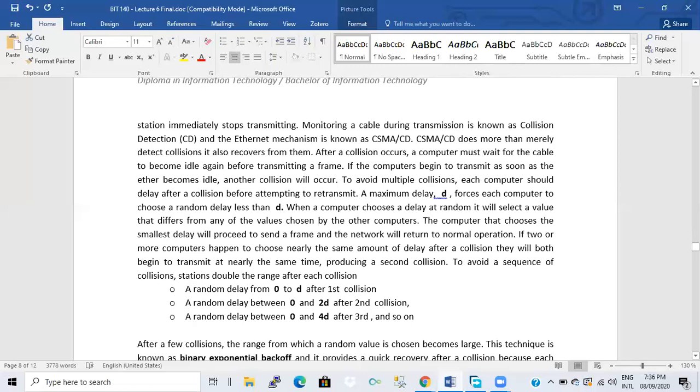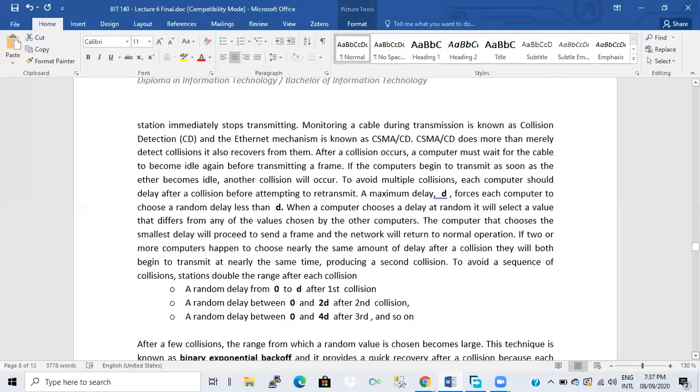Carrier sense multiple access with collision detection does more than merely detect collisions. It also helps to recover from them. After a collision occurs, a computer must wait for the cable to become idle again before transmitting a frame. If a computer begins to transmit as soon as the ether becomes idle, another collision will occur. To avoid multiple collisions, each computer should delay after a collision before attempting to retransmit.